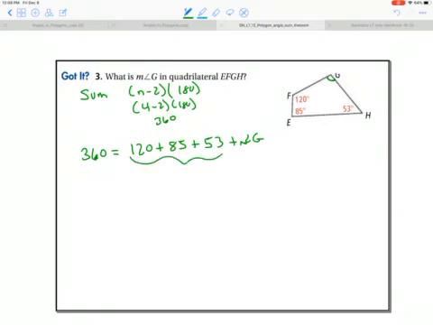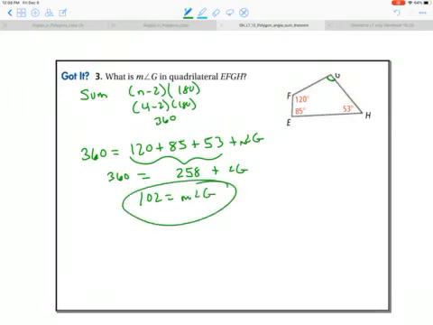So we get that these give us 258. This is 258 plus angle G equals 360, and we subtract and we get, so G is 102. Now you can see the variation to this. These could be algebraic expressions, but as long as you know how to get the sum of the interior angles, you're going to be able to know how to set up your equation.